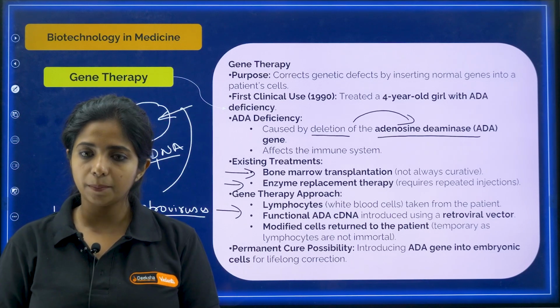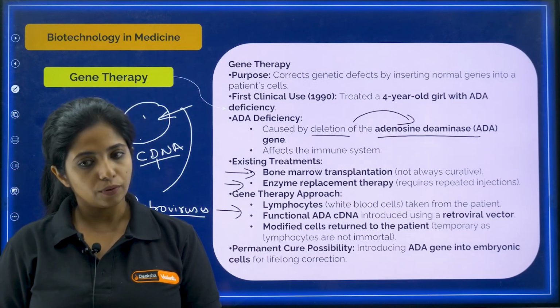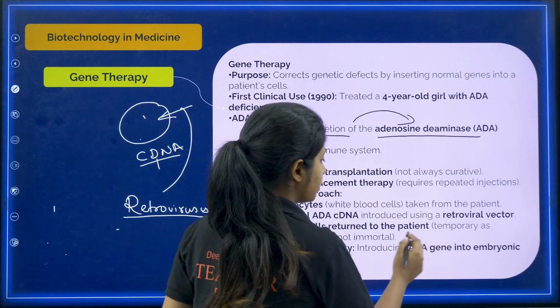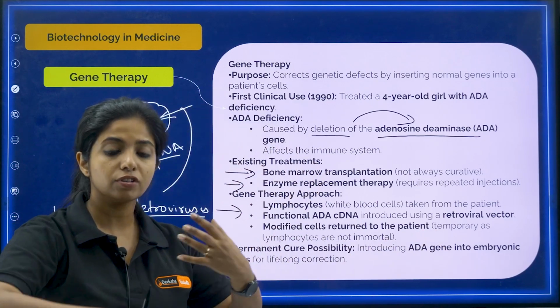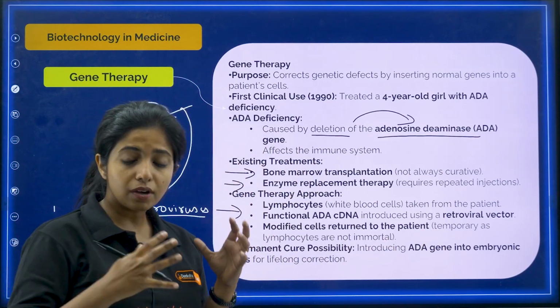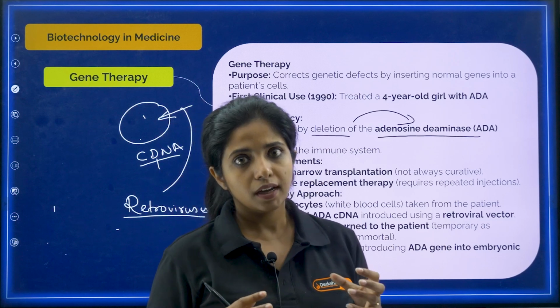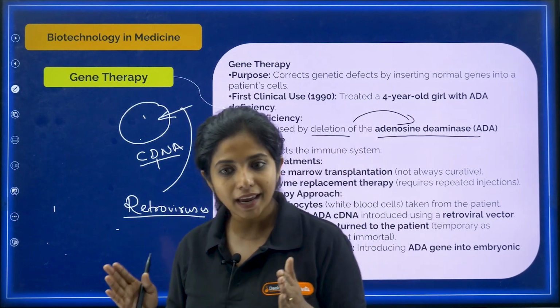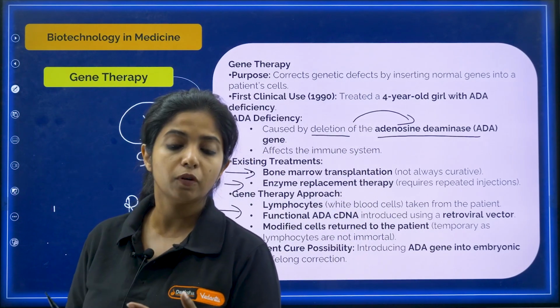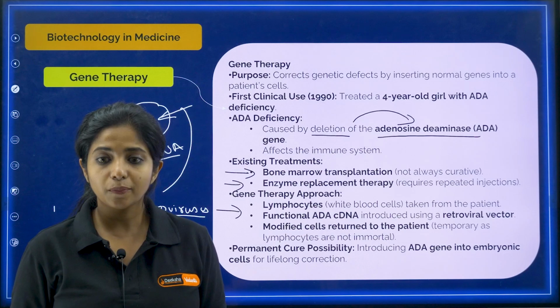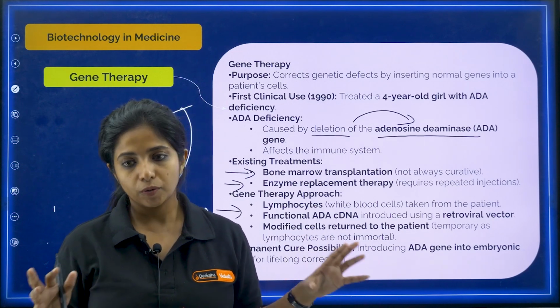But again, is it a complete cure? No, it does not give me a complete cure. Why? Because I need to do the repeated infusions again and again. Lymphocytes which are there in my body are not immortal. They will be dying, and other lymphocytes will be forming, which would not be having it. So that's a big problem, right? So that is also not a permanent cure.